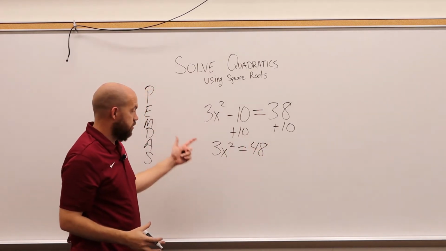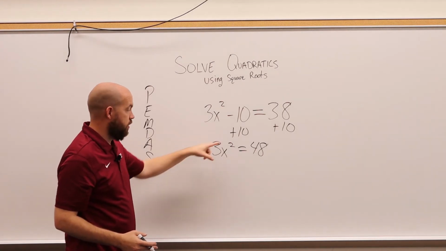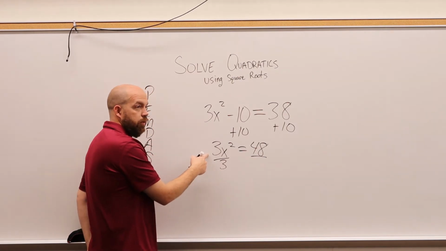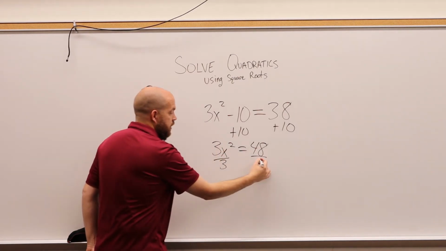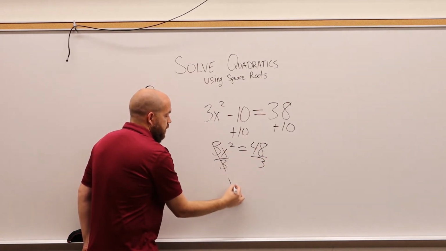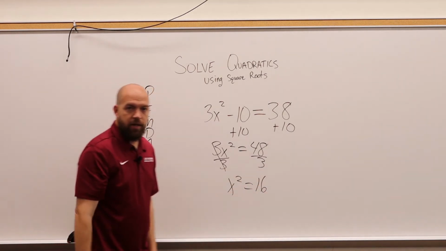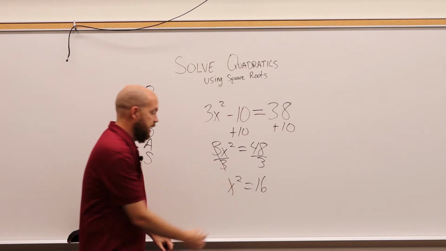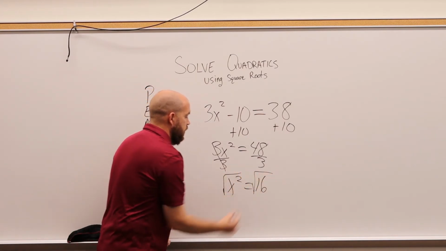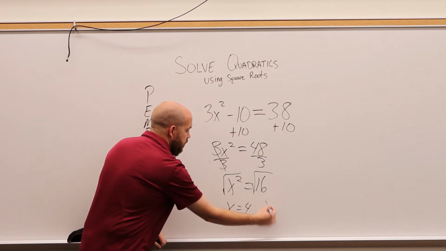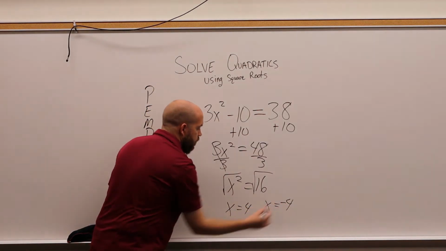Now I cancel the 3. So I divide both sides by 3, because this right here was saying 3 times, and to cancel that we divide. So I divide both sides by 3. I get x squared equals 16. Now I have my x squared, so I'm going to cancel that by taking the square root. That goes away, and there's two answers, a positive and a negative 4.